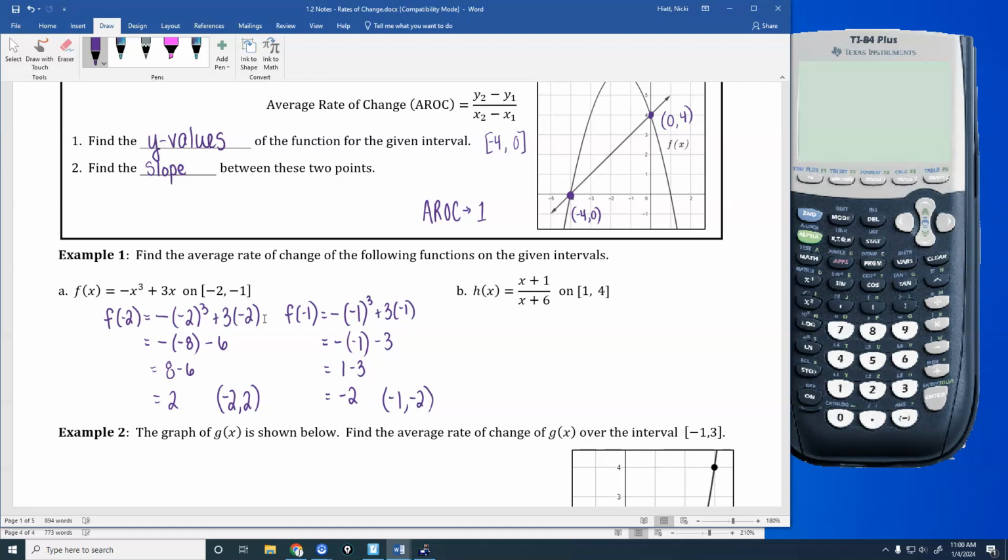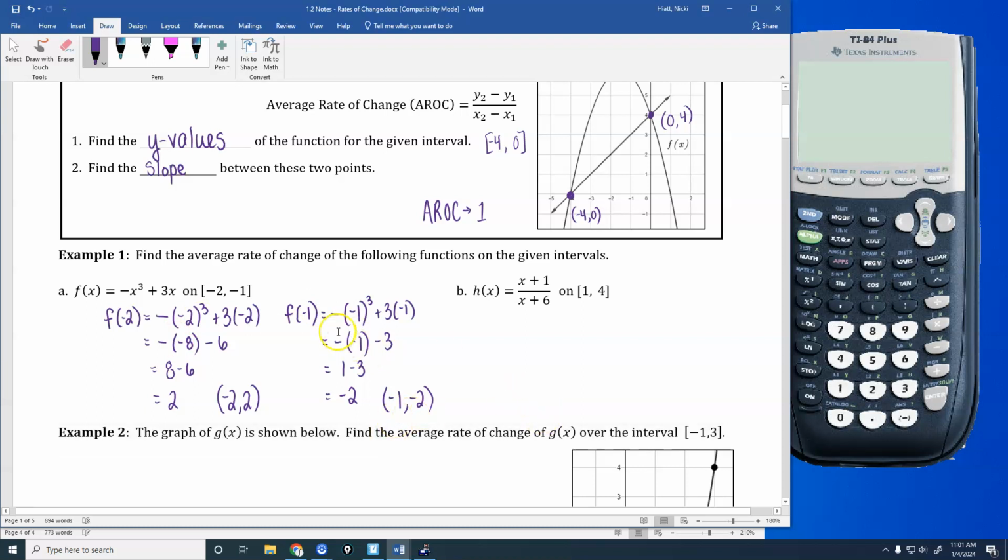Does it matter which order they're in? Could it be negative 2, negative 4? No, it cannot. So yes, it does matter what order they are in, because the number you plugged in is your x coordinate, so it has to be first. And then the number that you got out is your y coordinate. So I could not switch this to negative 2, negative 1. That would be wrong.